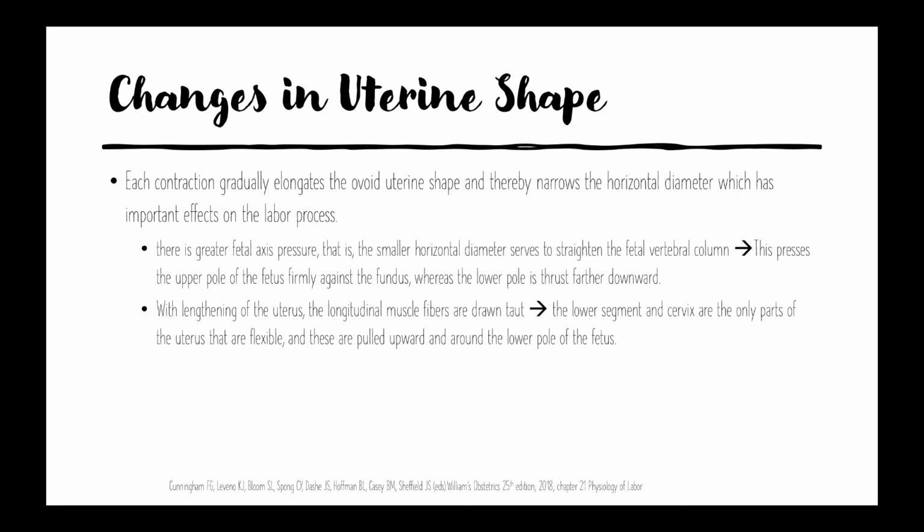Each contraction gradually elongates the ovoid uterine shape and thereby narrows the horizontal diameter, which has important effects on the labor process. Now, there is greater fetal axis pressure. The smaller horizontal diameter serves to straighten the fetal vertebral column, and this presses the upper pole of the fetus firmly against the fundus, whereas the lower pole is thrust farther downward. With lengthening of the uterus, the longitudinal muscle fibers are drawn taut. The lower segment and cervix are the only parts of the uterus that are flexible, and these are pulled upward and around the lower pole of the fetus.